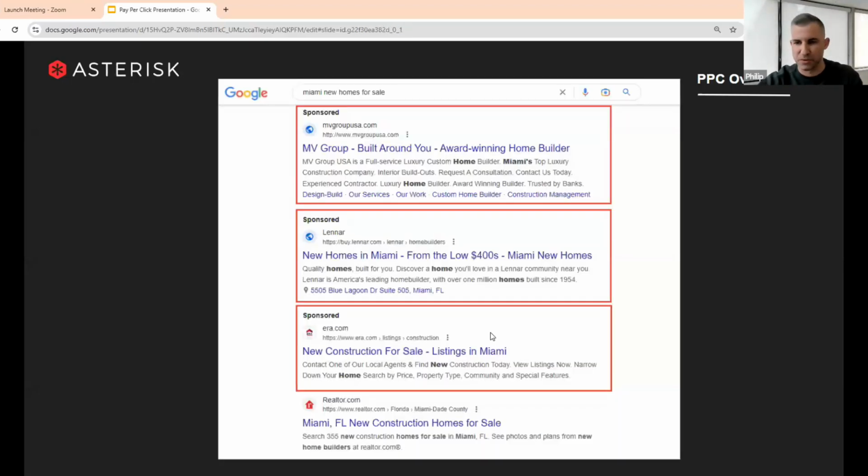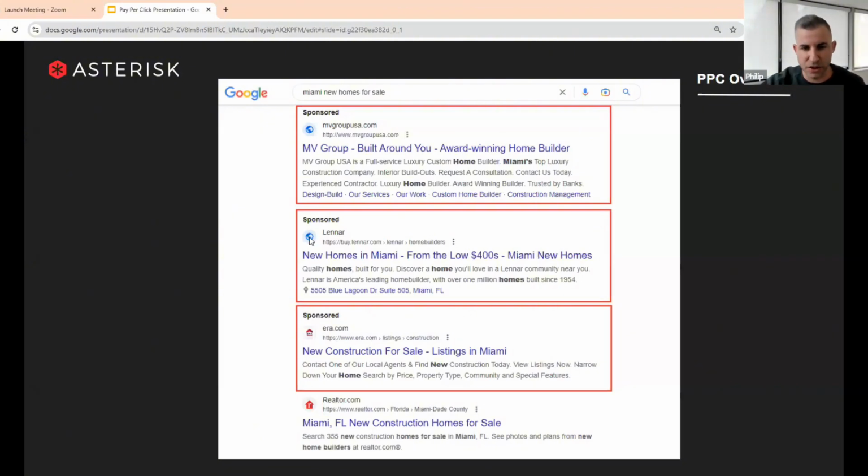And here's a screenshot of it. Here you can see I typed in Miami new homes for sale. These three highlighted things are sponsored ads. You can see that in the top left. These are ads that these companies, advertisers, and agents are running. Obviously, they want you to click on their ad and complete an action. Below that is the organic listing. That's an SEO thing. So you have your paid listings, and then you have your organic listings.